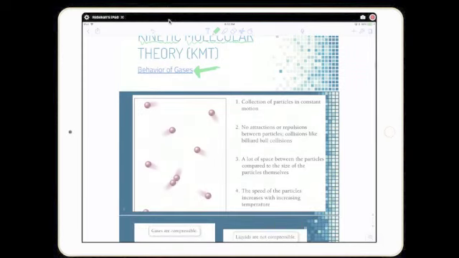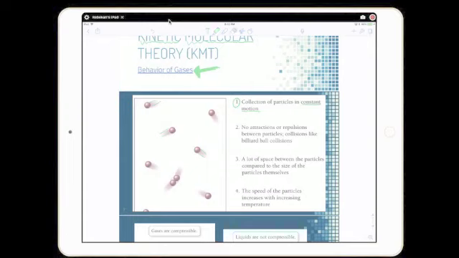But essentially, we need to look at 4 different postulates for the kinetic molecular theory. First, the particles need to be in constant motion. So these particles over here are constantly moving. That's denoted by the swoosh marks behind the particles here.